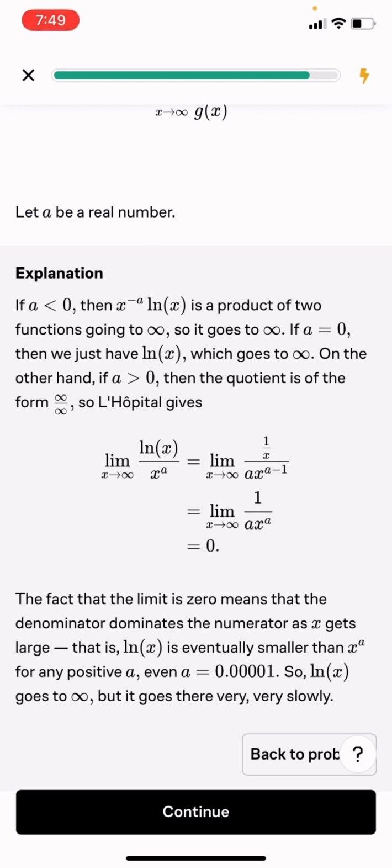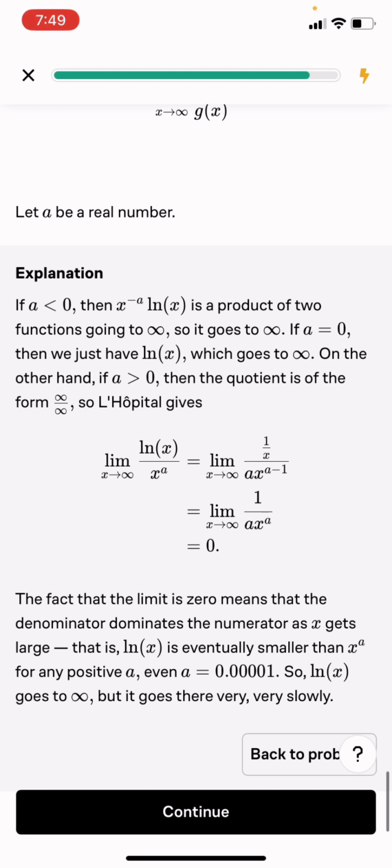If a is less than 0, then x to the minus a times ln x is a product of two functions going to infinity, so it goes to infinity. If a equals 0, then we just have ln x, which goes to infinity. On the other hand, if a is more than 0, then the quotient has the form infinity over infinity, so L'Hopital's rule gives 0, as we see.